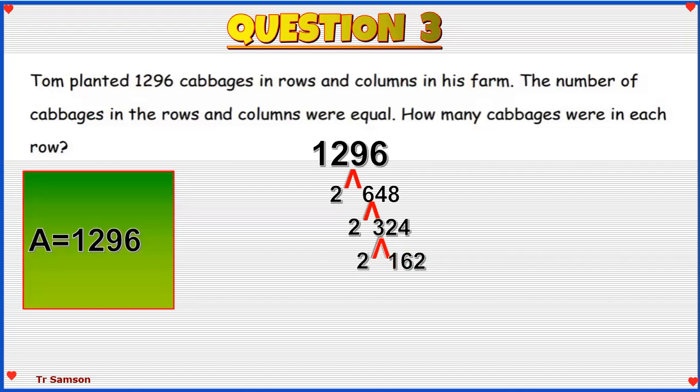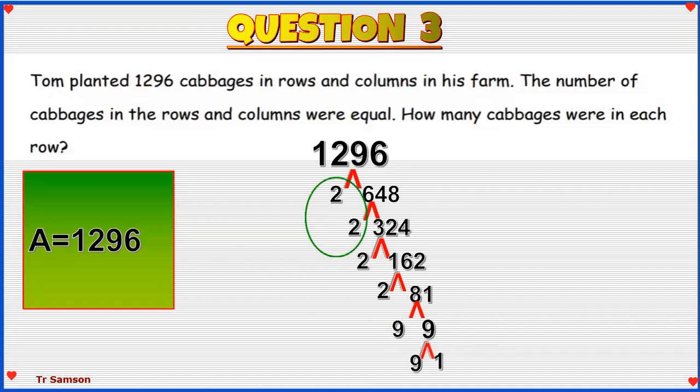We get 162. 162 is still even, so we divide by 2 to get 81. When you get 81, remember 81 is a perfect square. We know its square root. It is 9 times 9. So dividing further, it gives me 9, then 1.